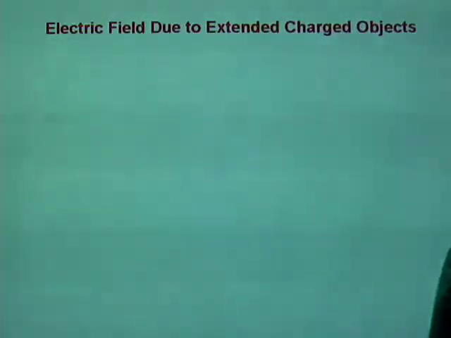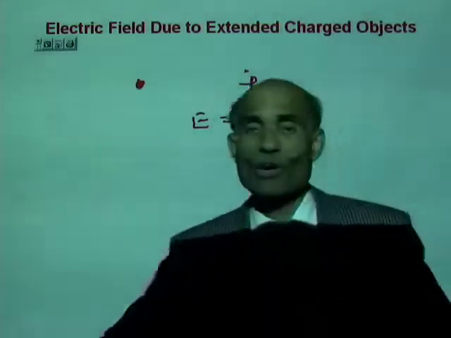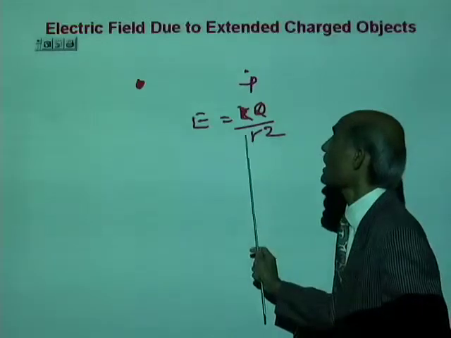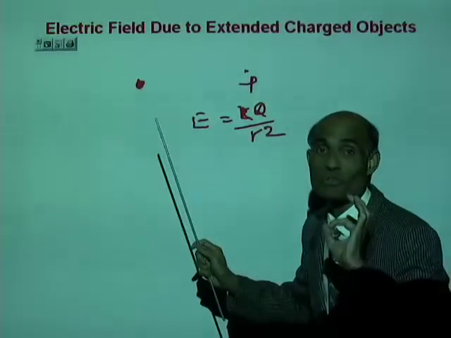For example, you have the charged object here, which is a point charge, and we obtain the electric field E at a distance r as kq over r squared. Now, this is the equation for electric field at a point, distance r from a charge q, a point charge q.